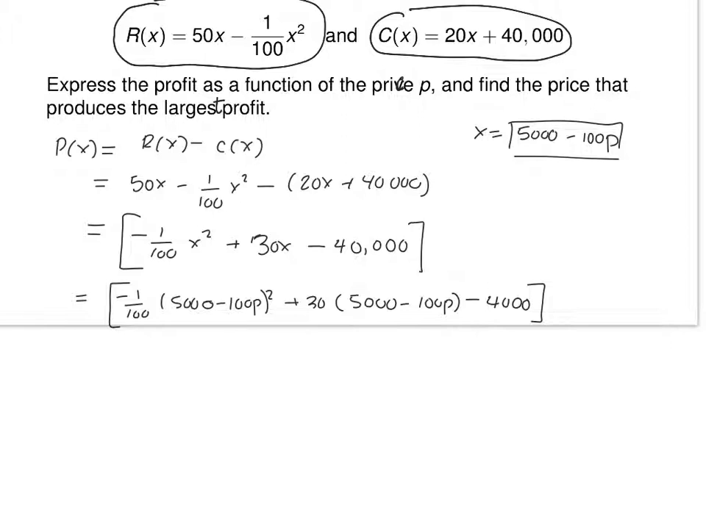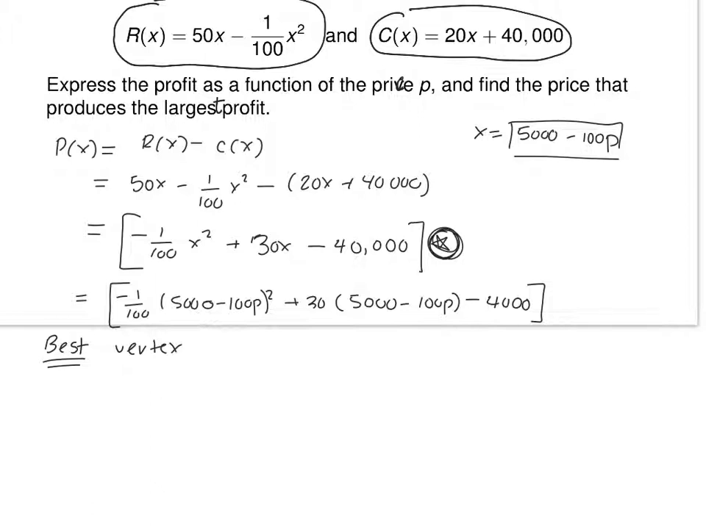Okay. And the second part of the question says to express the profit as a function of the price, find the price that produces the largest profit. So I think the better way to answer that last part of the question is to find the vertex. And I think it's best to find the vertex of this one. Does that make sense? Because you could find the vertex after you've simplified, but it's going to be a huge pain to simplify that way. You're probably going to make a mistake, right?